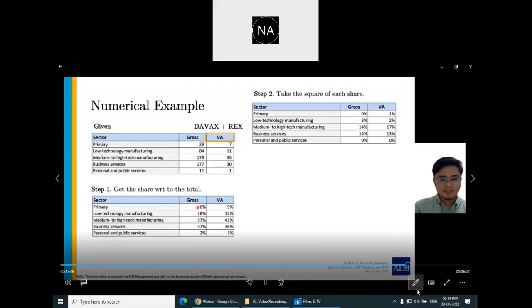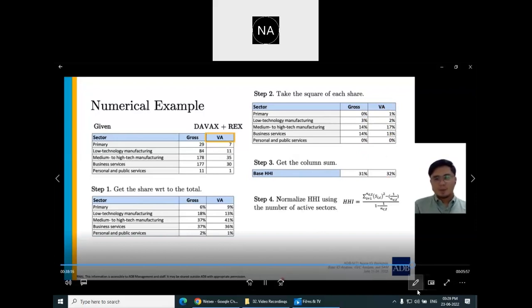Now, the second step is to simply get the squares of each of these shares. So you'll have 6% times 6%, 9% times 9%, 18% times 18%, 13% times 13%, and so on. So you will have these vectors over here. And third, we need to get the column sum of the figures in step 2. You just take the column sum of these, that will yield 31%. You just take the column sum of these, that will yield 32%.